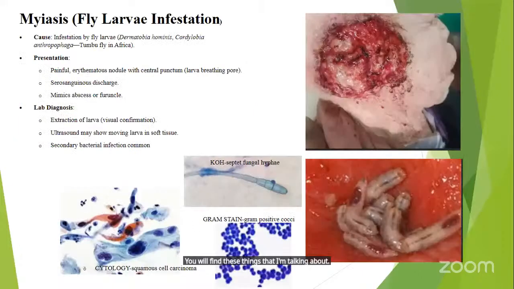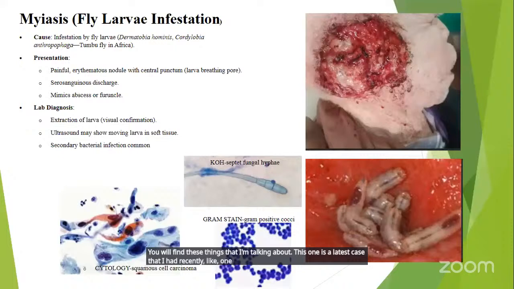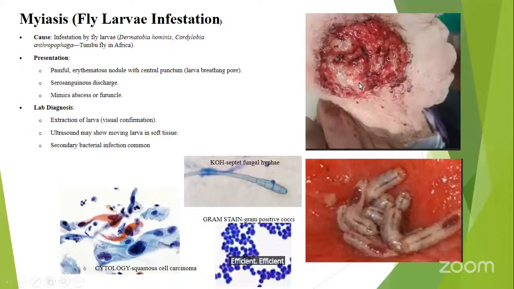This one is the latest case that I had recently, like 1 week ago. A patient presenting with a lesion. This is the ear. It has been eaten up, all of it. And you can't see anything here. So this patient comes in for cytology diagnosis. And I'm like, what could be the problem with this one?